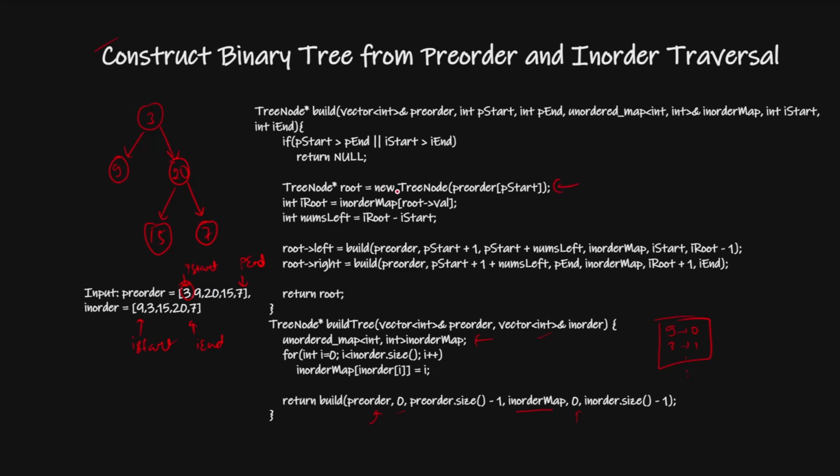Once I create this root, I have to find that root in my inorder vector. How do I do that? With the help of the map, I can search it in O(1). If I do not use this map, I have to do it in O(n) using a for loop. But we already know how to use the map, so we will use it. Now we find our root; let's say this is my i root.